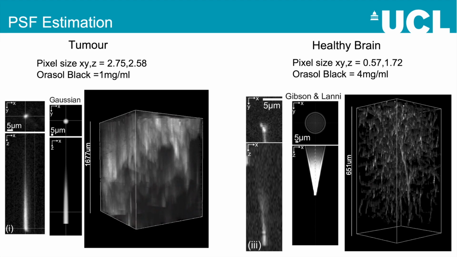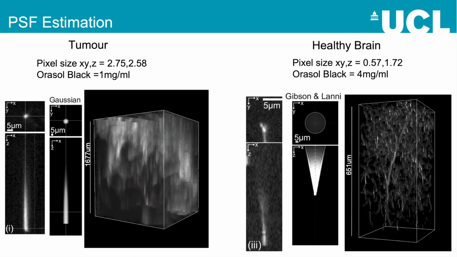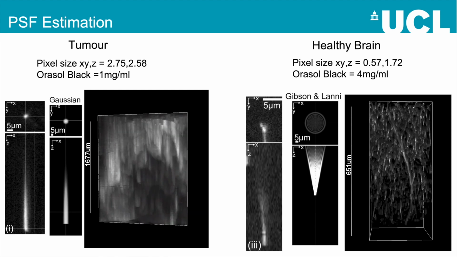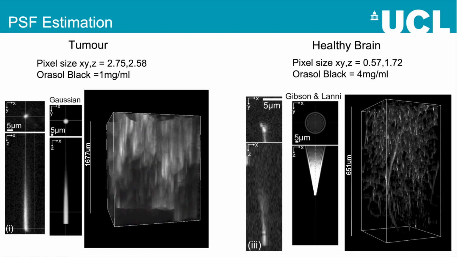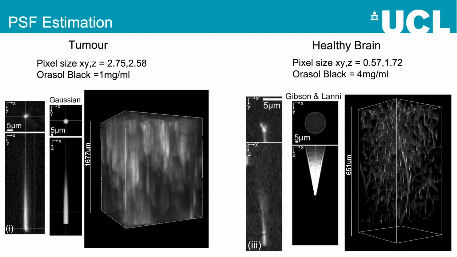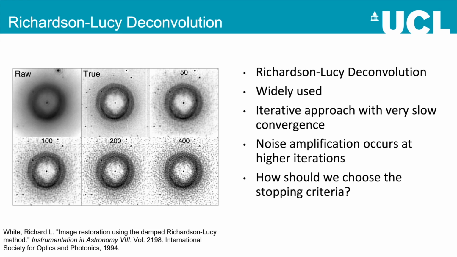And here, these are just the original stack images. Before any deconvolution, you can see the tumour is a far, far poorer image stack to work with than the healthy brain. For our deconvolution, we chose a Richardson-Lucy algorithm. It's a very widely used, iterative approach with a slow convergence.